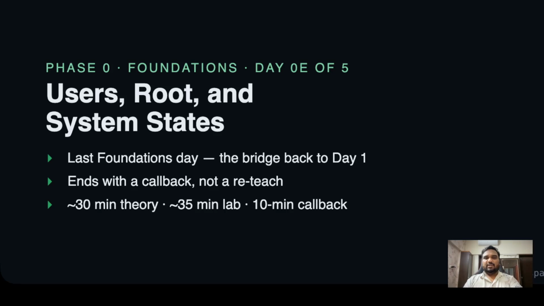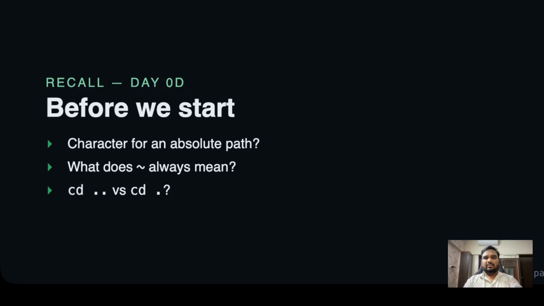So let's do a quick recall. What's the one character that tells you a path is absolute? It's the forward slash. What does a tilde always mean? It means your home directory. It always means the user's home. What's the difference between cd dot dot and cd dot? cd dot dot will take you up one directory, to the previous directory, and cd dot will do nothing, because dot is the current directory, wherever you are.